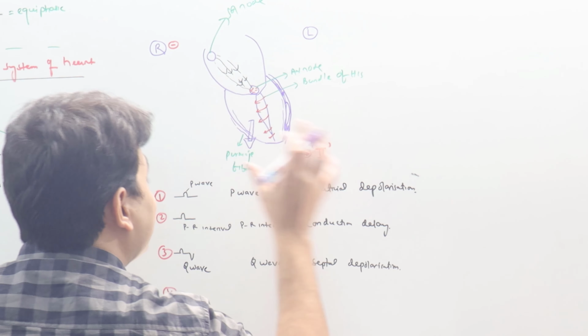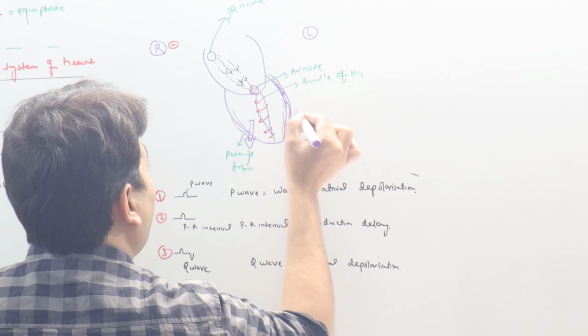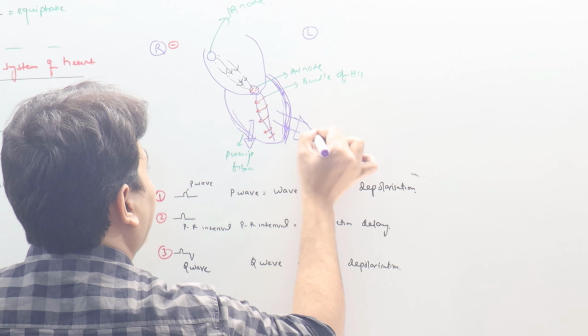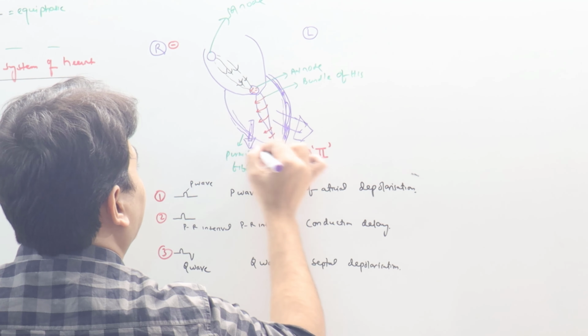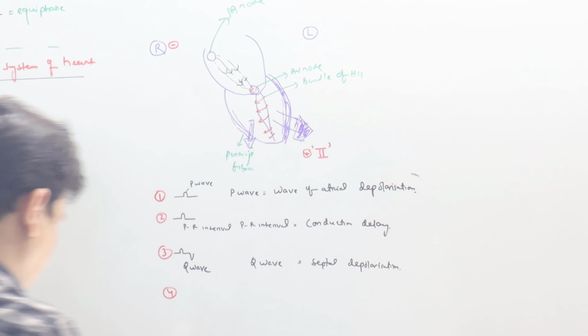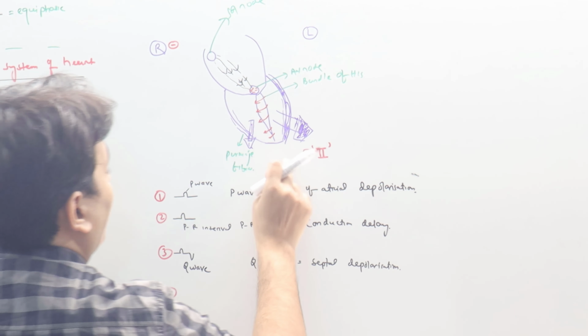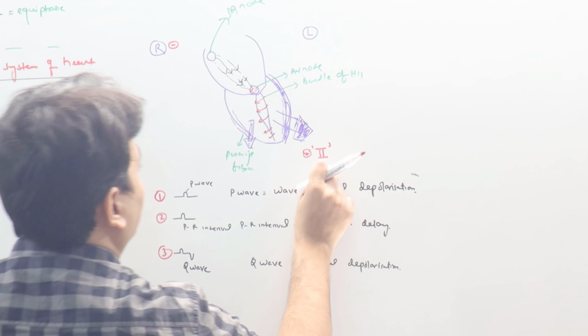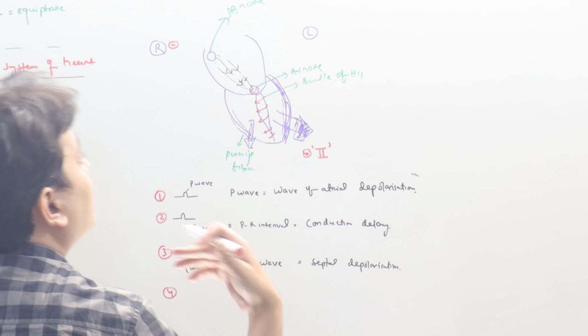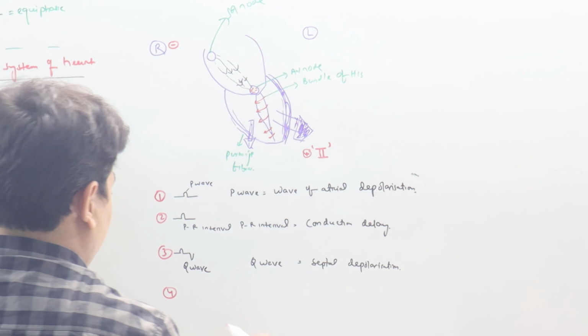But because the LV is larger and thicker in size, we will have a thicker or bigger vector here, right, than the right ventricle. So that is the reason why the resultant wave will be directed towards lead 2, if you can see here. So it will produce a positive deflection.